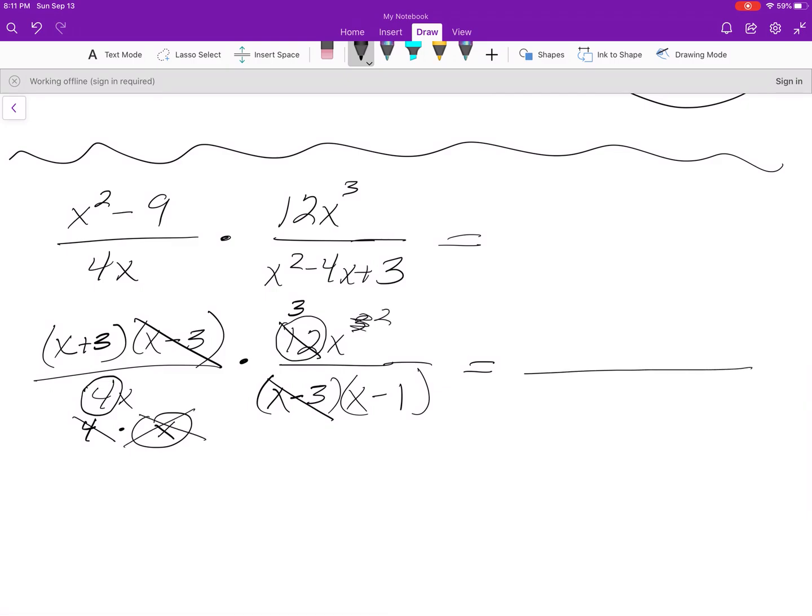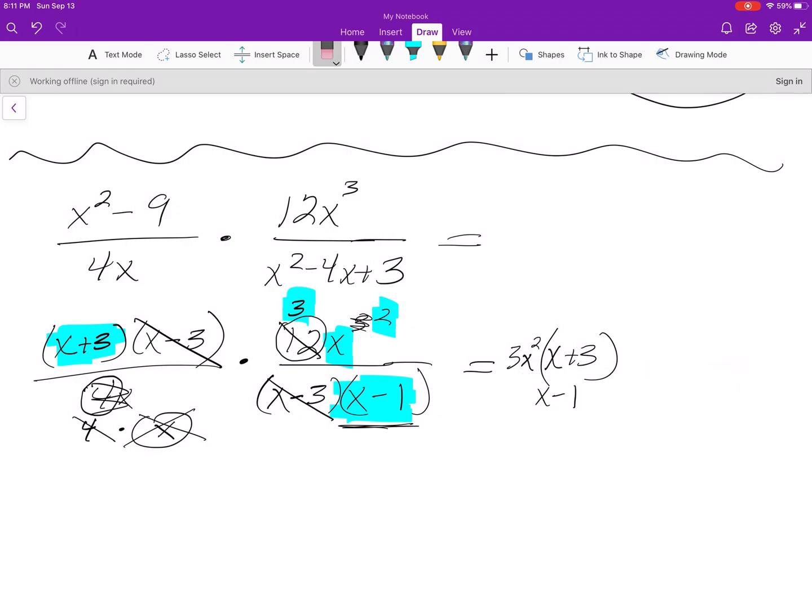So what do I have left? I have got an x plus 3. Let's put that over here. I have got a 3, and I've got an x squared. I'm going to put those out in front. That's more the proper way of writing it, is to put that out in front. And then on the bottom, the 4 and the x canceled out, but I do still have this x minus 1 right here. So let's not forget that, x minus 1. So I didn't need this big fraction bar here. A smaller one will suffice.